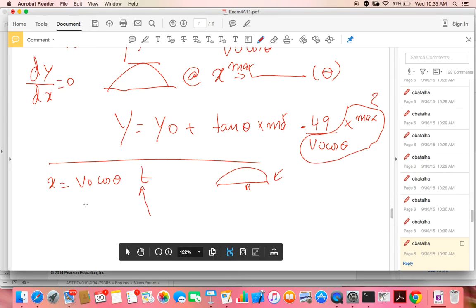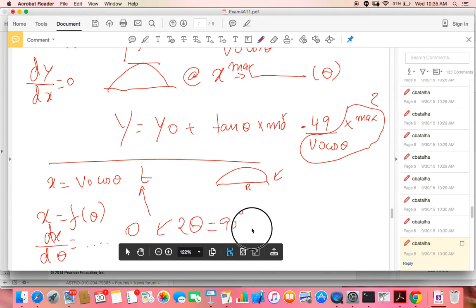You plug it in there, you have an equation of x as a function of theta, and then you do the same thing. You apply the derivative of x with respect to theta, and then you find when that is 0, and then you find a condition on theta for that to happen. I think you have to have 2 theta equal to 90 degrees, and then you're going to get theta equal to 45 degrees. So the maximum range occurs when you are shooting with an angle of 45 degrees. And pretty much that's it.